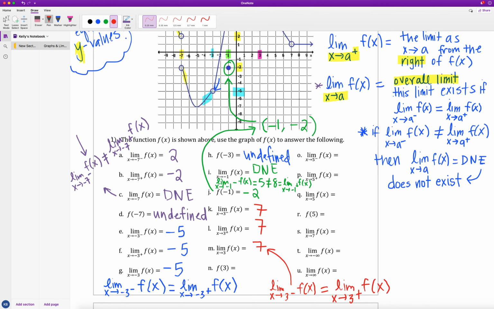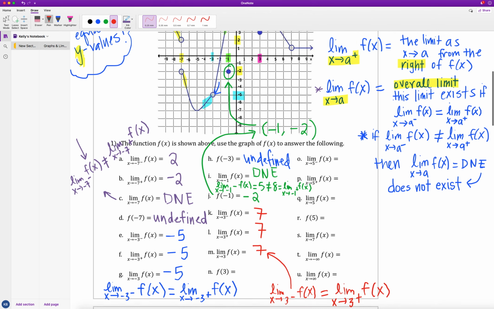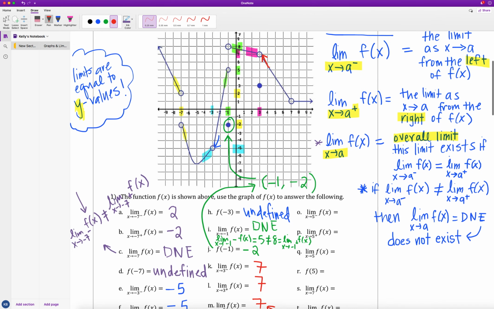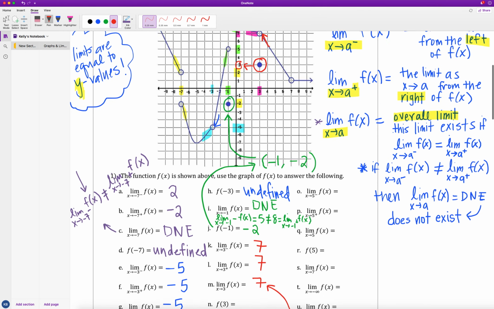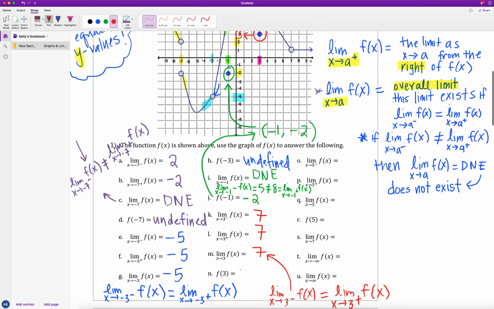Okay, part N says, what is f of 3? Well, this is not a limit, this is what is the function value. So if we go back up to the graph, I'm looking for the filled in circle when x equals 3, and that happens right here at the y value of 3. So f of 3 then is going to be equal to +3. And again, we could write that as the coordinate pair then, 3, 3, which we can see on our graph.